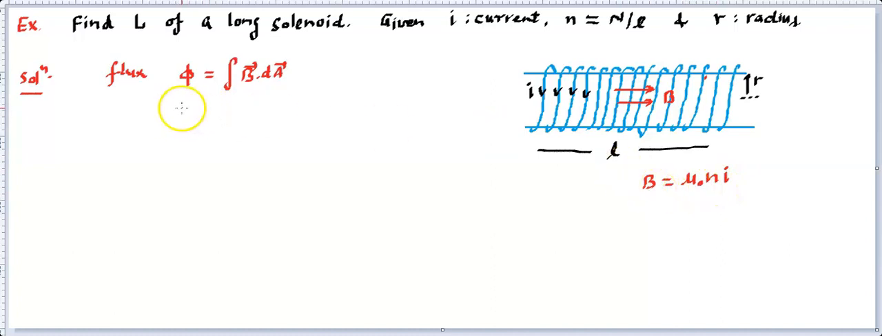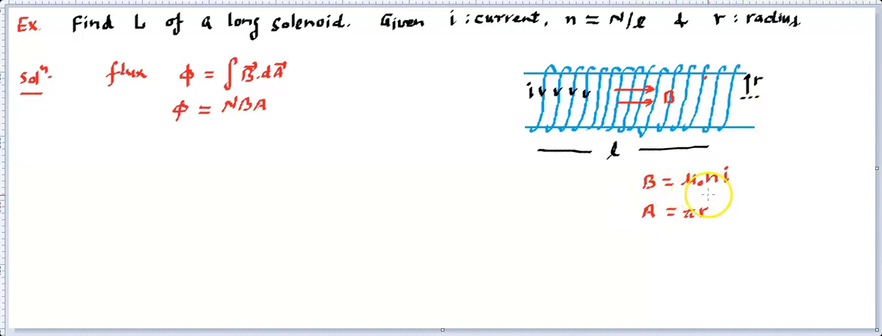Since it's uniform, you write the total number of turns times B into A. Can you write it directly? Yes, we can write it. And the area that we are considering is this area. So the area is going to be pi r square. You can clearly see it from there, pi r square.